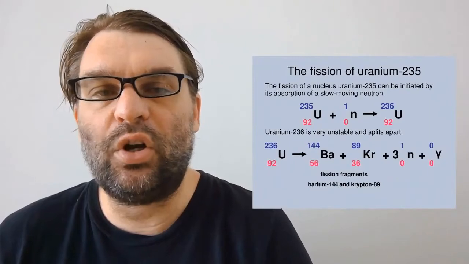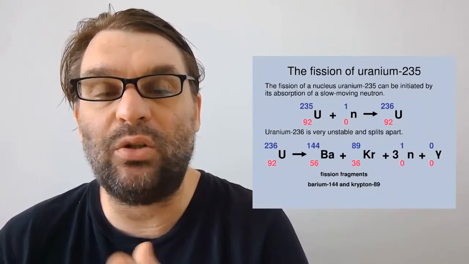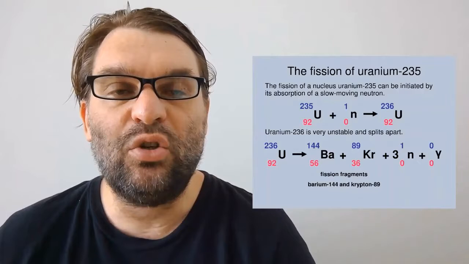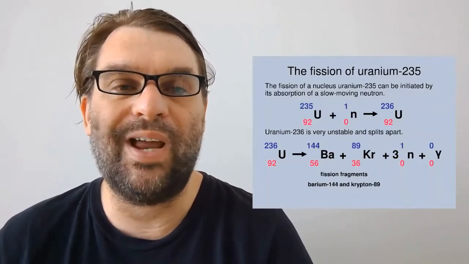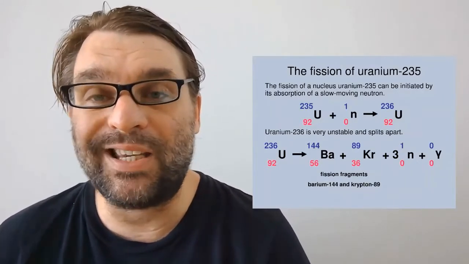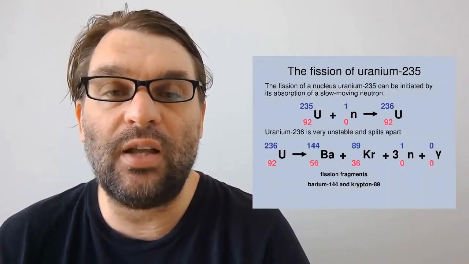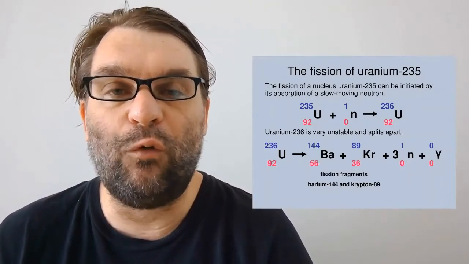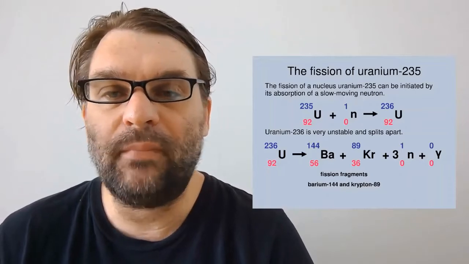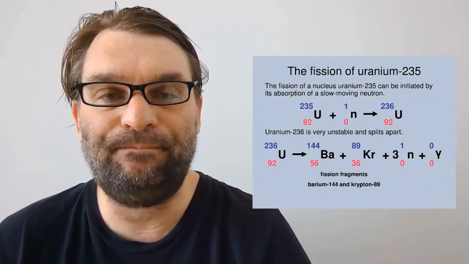So in terms of the nuclear equations, what happens is that uranium-235 is bombarded with a slow-moving neutron to form the unstable isotope of uranium-236. And then that uranium-236 pretty much instantaneously begins to divide into two daughter nuclides, barium-144 and krypton-89, and three neutrons and a lot of gamma radiation and energy.